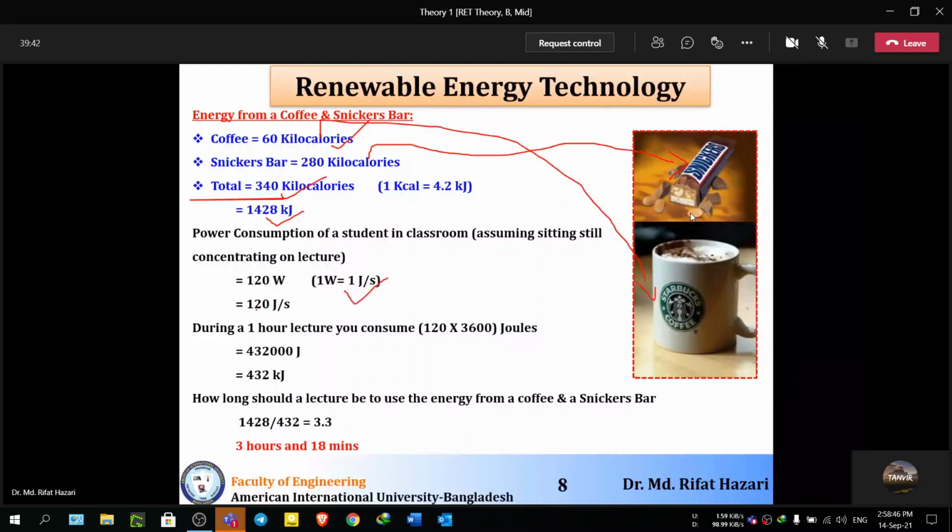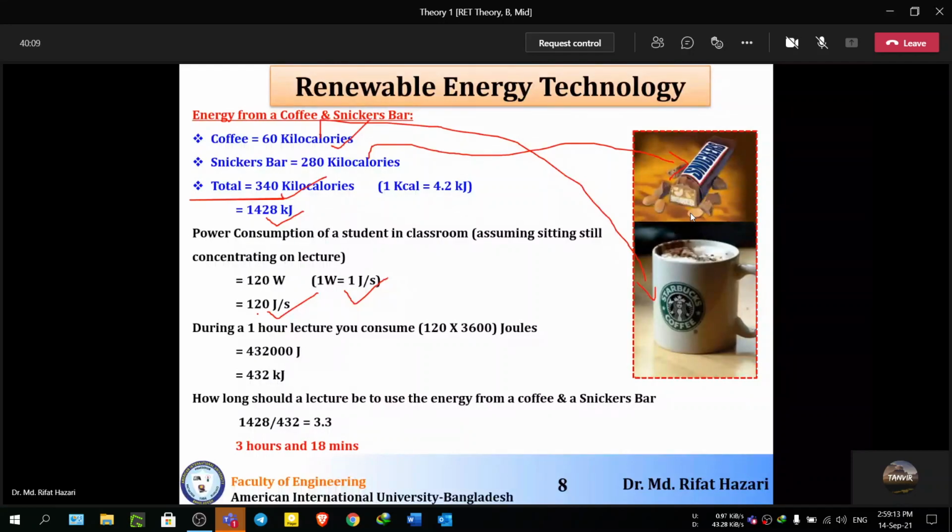That means you require 120 joule of energy in every second. In every second, if you want to listen to my lecture or any kind of lecture, you are consuming 120 joules of energy. And it is an assumption that you are still concentrating on my lectures. You are not moving your hand, your head or neck or anything. You are just listening to my lecture.